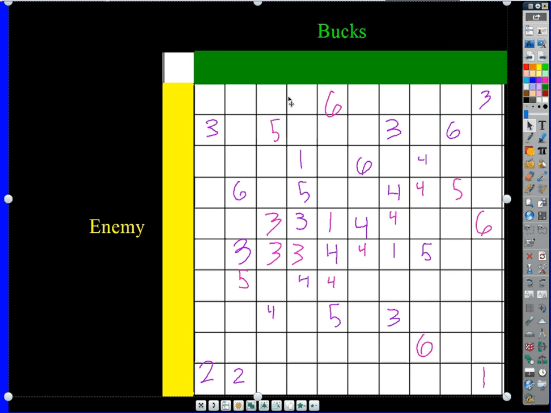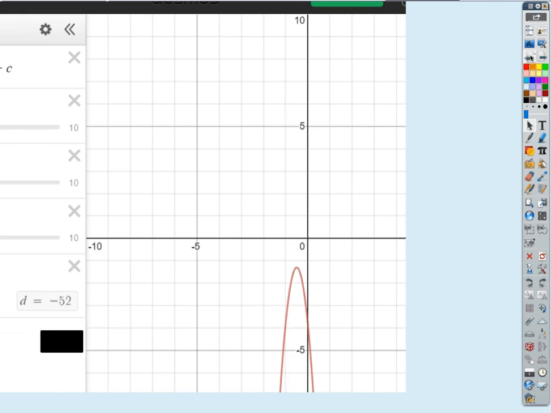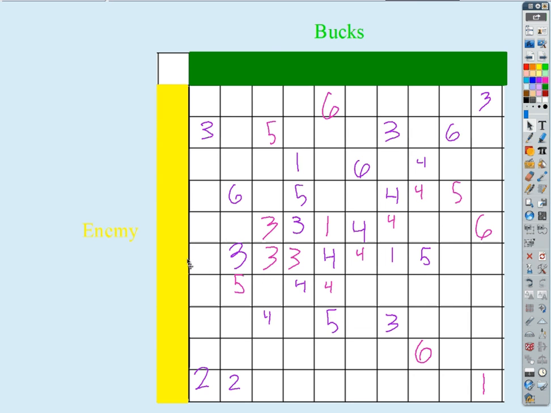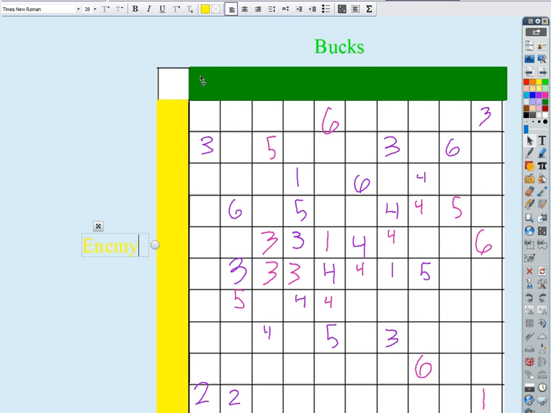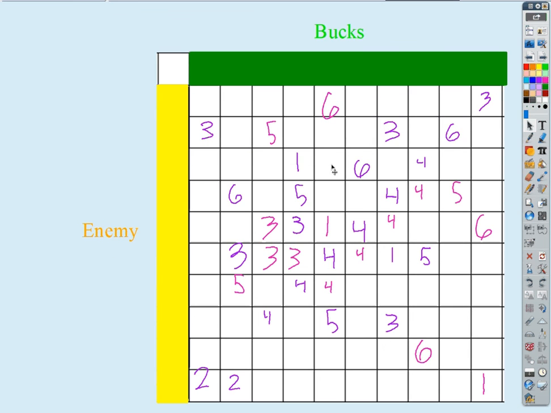Is this for a basketball game? This is for a basketball game. This is for the playoff game coming up. Is that a home game? Yes. Are the numbers gonna be random again? Yes. Wait, is it home? There it is. It's got to be like orange or something. Okay, there it is. Bucks and the enemy.